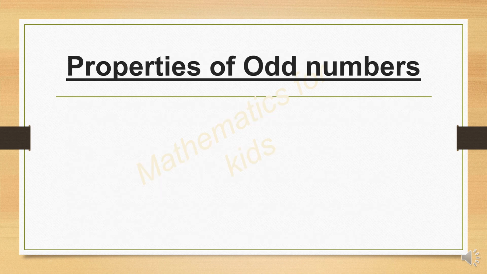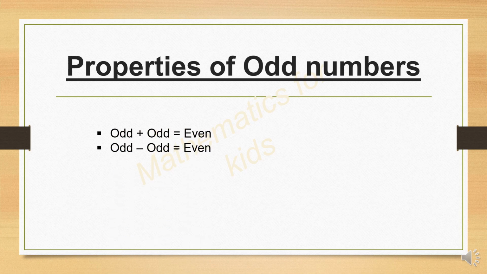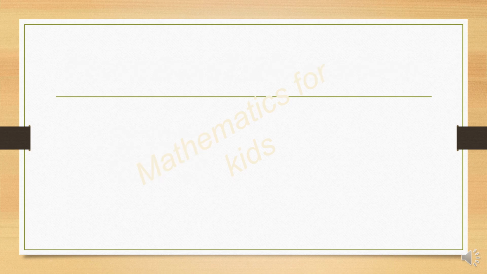Numbers differ from one another on the basis of the properties which they have. A few properties of odd numbers are: when we add two odd numbers or when we subtract two odd numbers, the answer will always be an even number. When we multiply or divide two odd numbers, the result will always be an odd number.